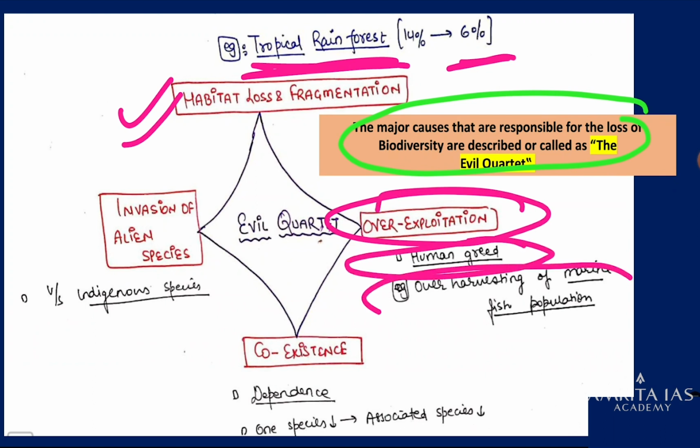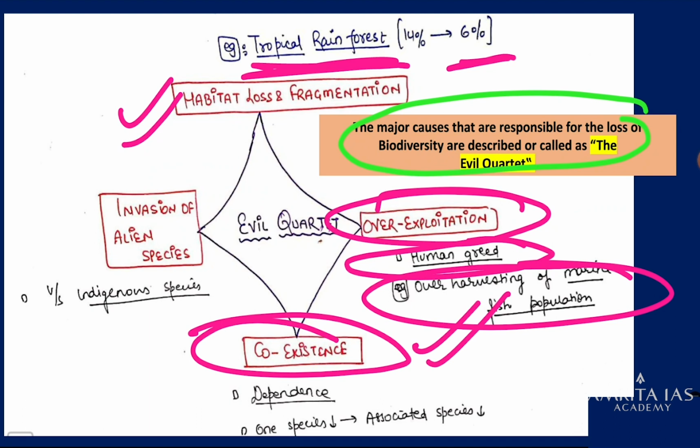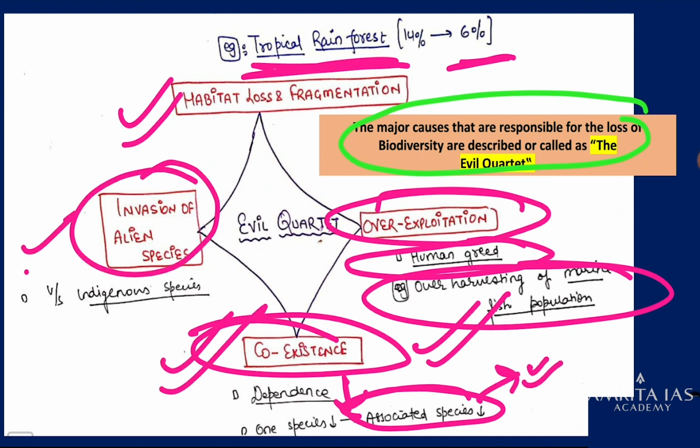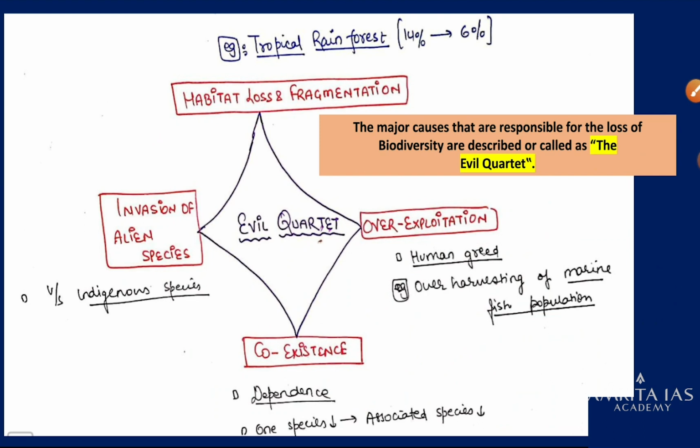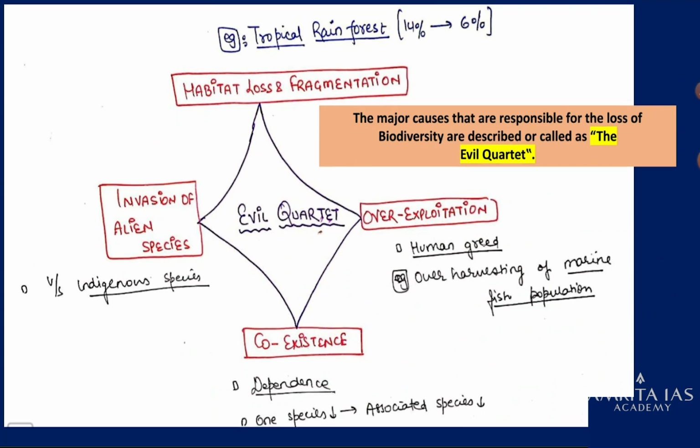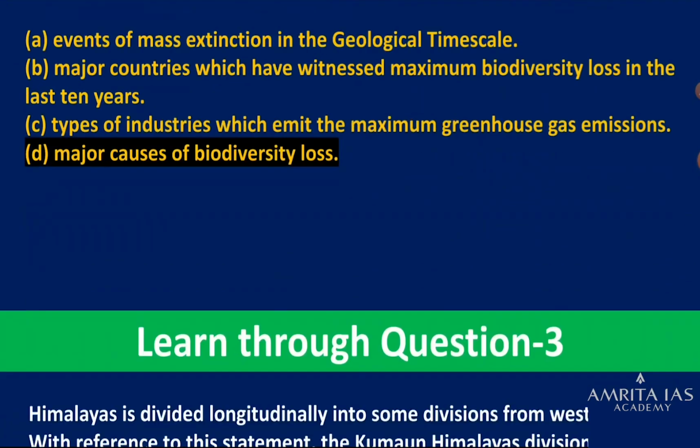Second, overexploitation because of human greed, over harvesting, for example of marine populations. Overfishing is causing a lot of problems with fish populations, and that will damage the livelihoods of the people. Then coextinction, meaning dependence of one species on another: if one species goes down, it causes problems for the other associated species. Then we have invasive alien species, which cause a lot of problems to indigenous species. So the answer is the major causes of biodiversity loss.